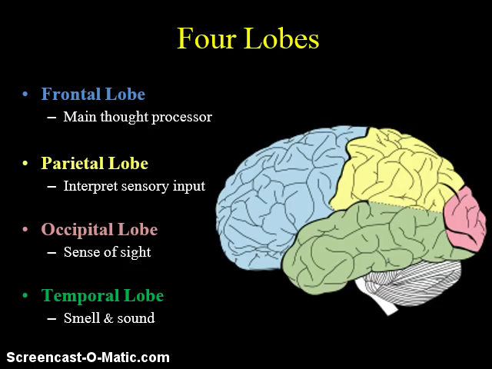Your occipital lobe, the smallest lobe, is the back of your brain. Think of the two C's here in occipital. Your occipital lobe helps you see. It interprets your sense of sight.